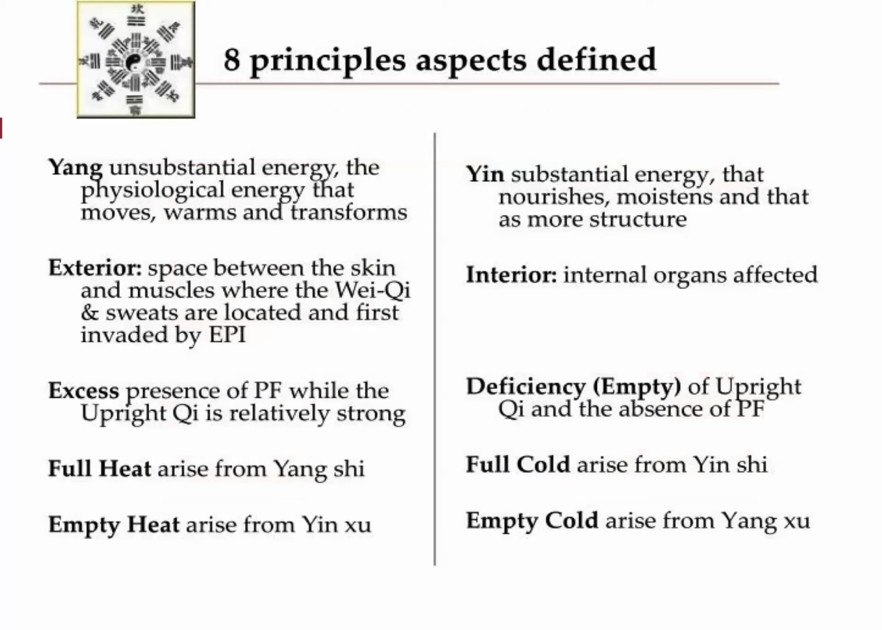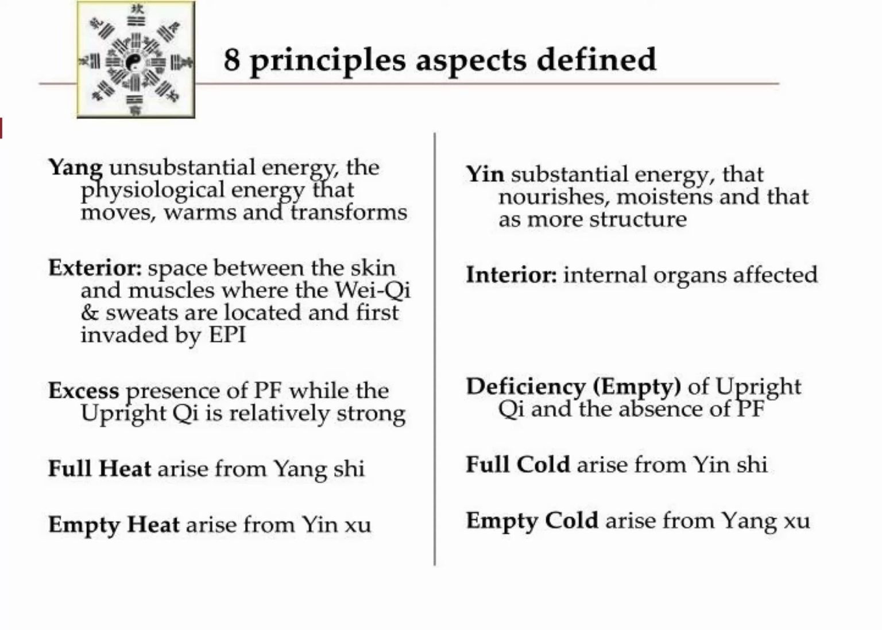Okay, now let's define the aspects of the 8 principles. Yang is unsubstantial energy, the physiological energy that moves, warms, and transforms, while yin is substantial. So being substantial, it nourishes, moistens, and has more structure. Exterior refers to the space between the skin and muscles, where the wei qi and sweat are located, and is first invaded by external pernicious influence or the external pathogenic factor. Interior means the internal organs are affected.